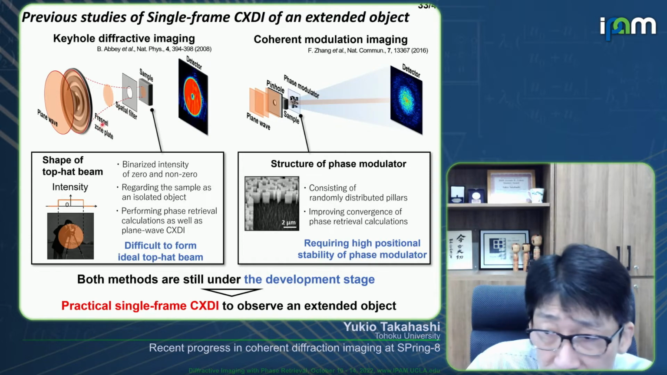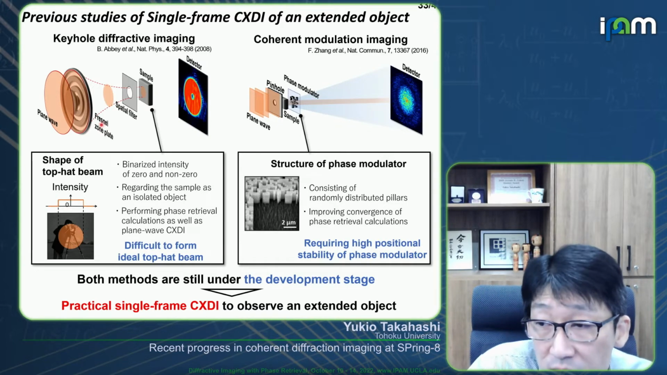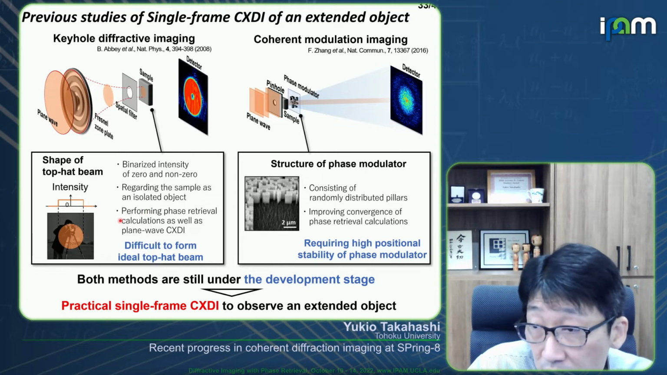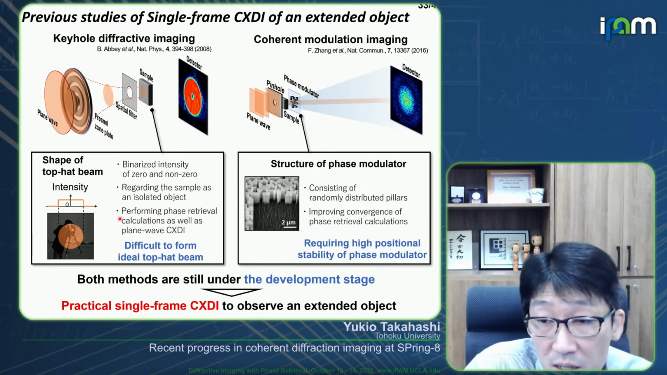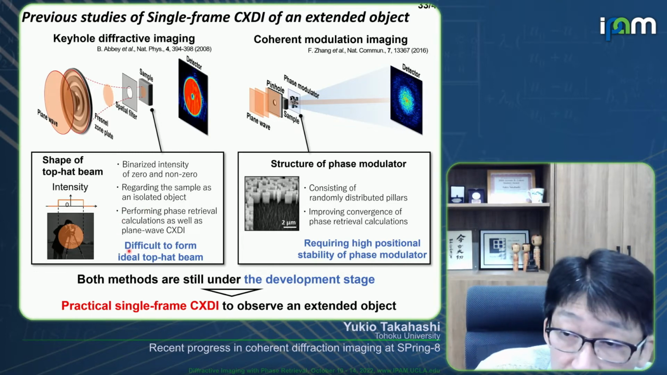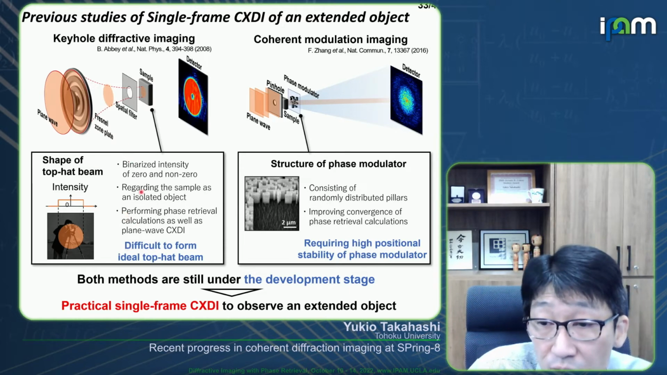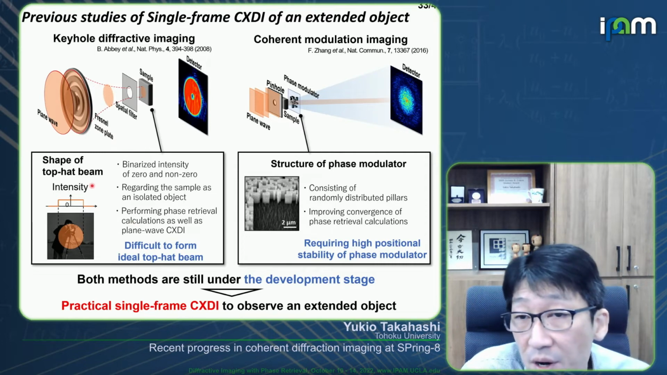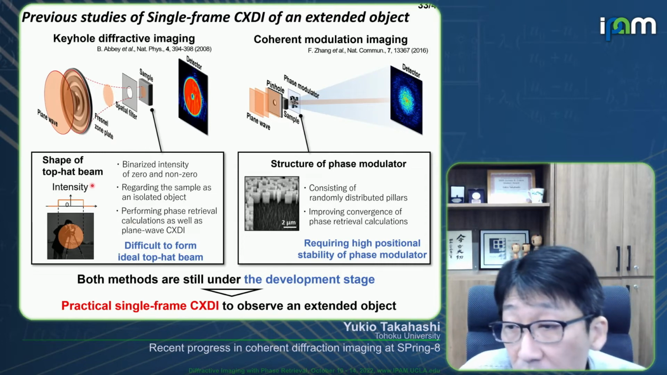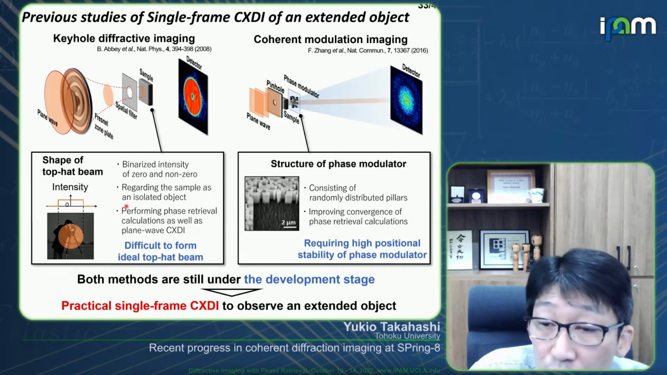So in this method, intensity is binarized, zero on a non-zero region, using a top hat beam. The sample can be regarded as an isolated object in a phase retrieval calculation. However, in the X-ray regime, it is difficult to form an ideal top hat beam.